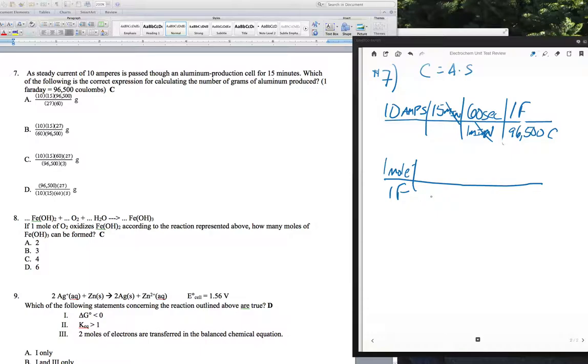Now we're talking about aluminum. And what is the charge on aluminum always? Do you remember, Marina? 3+. Yes, good. So it's 3 moles of electrons for every 1 mole of aluminum. And if we want to know the grams, we look at a periodic table, and just by looking at the choices, it's probably going to be 27. It's 26.98, about 27 grams of aluminum.